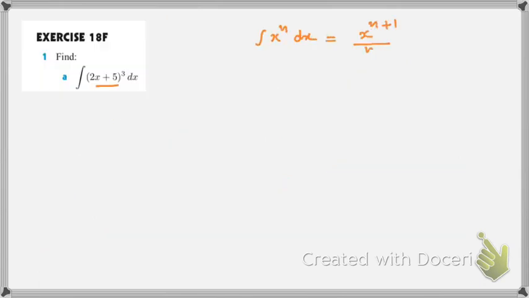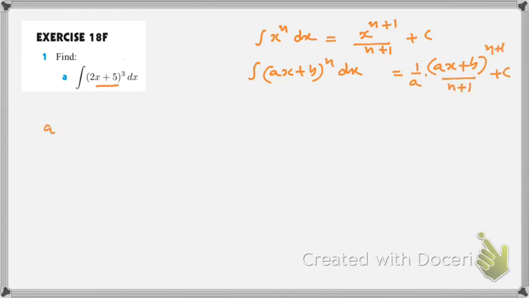We're going to look at an example. This is from exercise 18F, question number 1a, integral of 2x plus 5 the whole cube dx. Doesn't the question look like integral of x raised to n dx? And we know that it becomes x raised to n plus 1 by n plus 1 plus c. But this is not x raised to n. This is ax plus b the whole raised to n dx, which is ax plus b the whole raised to n plus 1 by n plus 1 into 1 by a plus c.